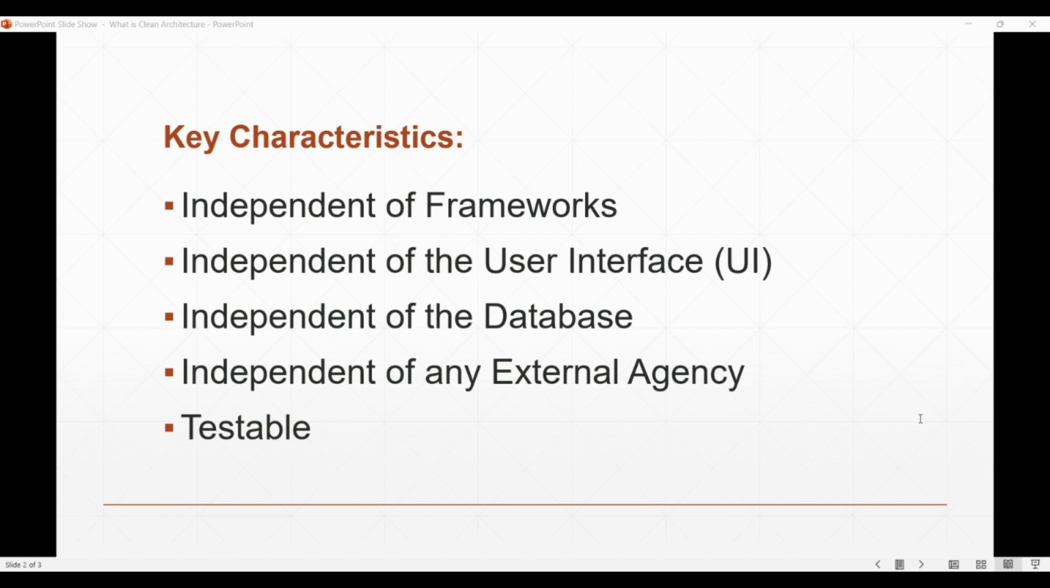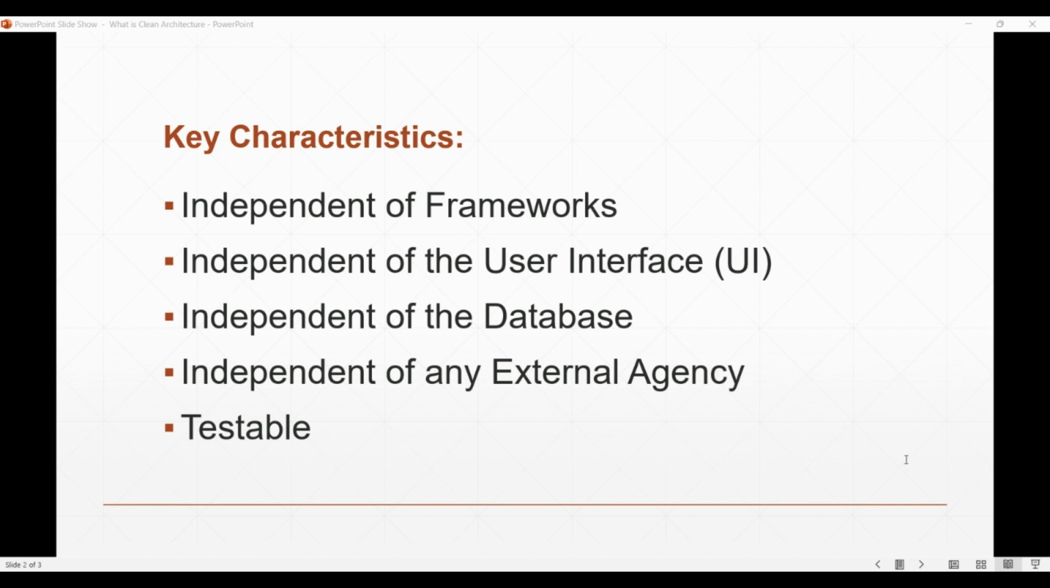Those systems are independent of the database. You can swap out Oracle or SQL Server for Mongo or something else. Your business rules are not bound to your database. And those systems must be independent of any external agency too. That means your business rules don't know anything at all about the interface to the outside world.